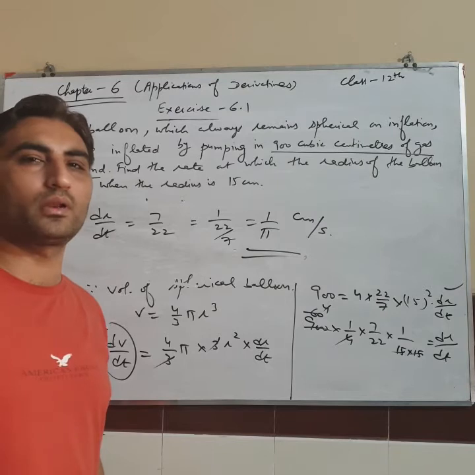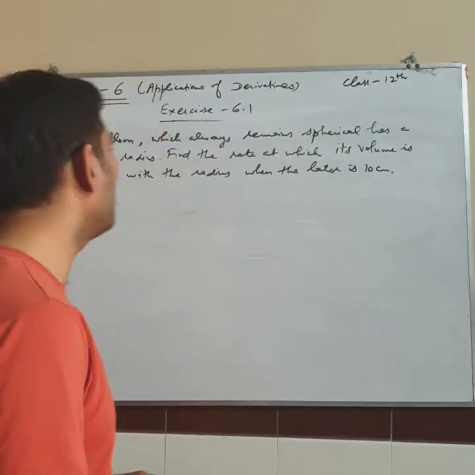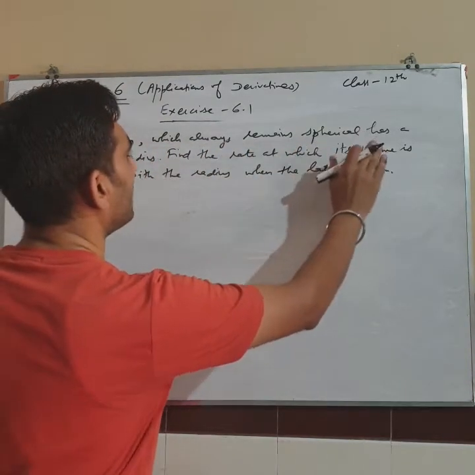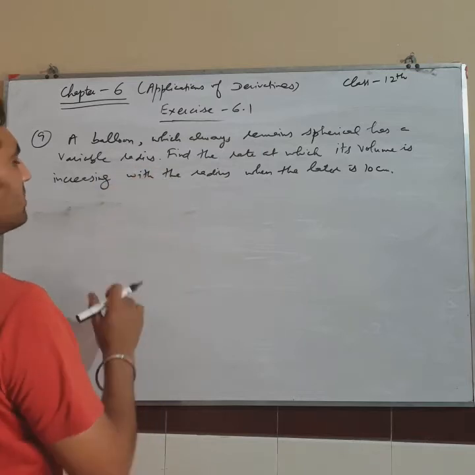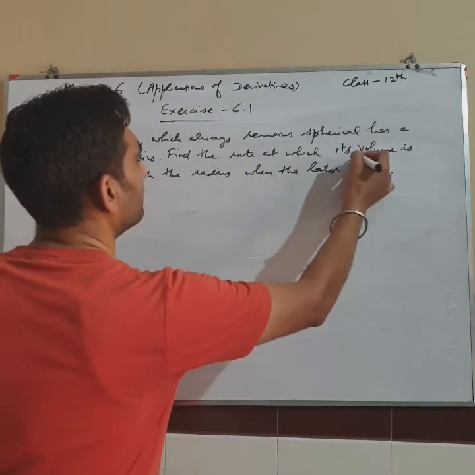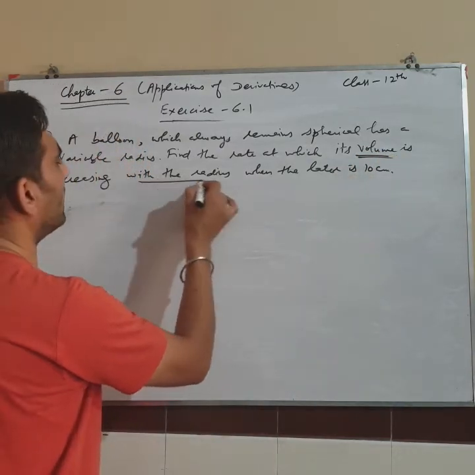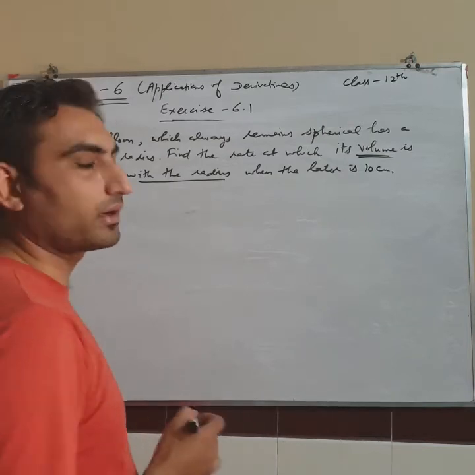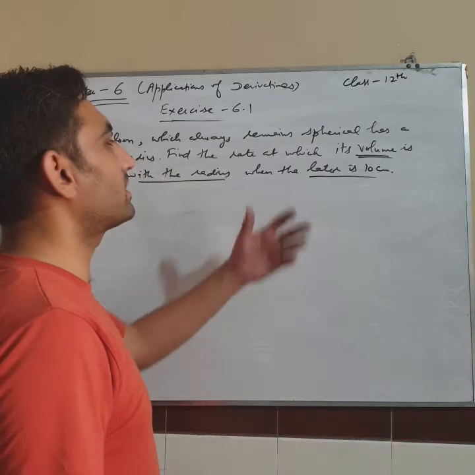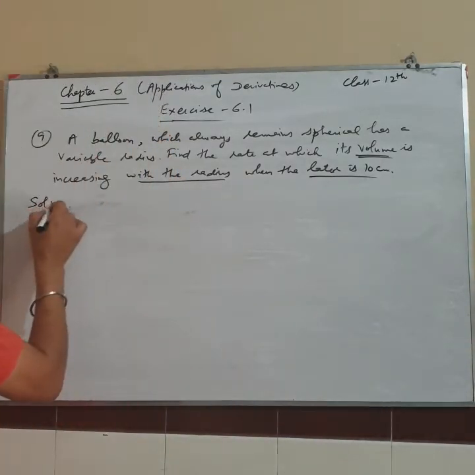See next what is given in question number 9. Question number 9 is comparatively more easy. See what is given. A balloon which always remains spherical has a variable radius. So r is the radius of the spherical balloon. Find the rate at which its volume is increasing with the radius. So you have to write the rate of change of volume with respect to radius when the radius is 10 centimeter. Let's start its calculation. Very simple work.